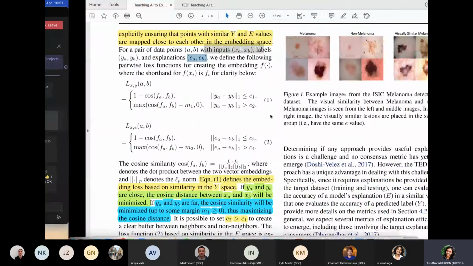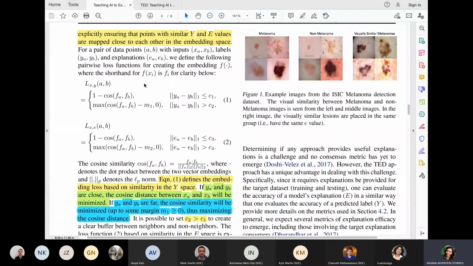Okay. And then there are two losses. First, between X and Y with respect to predicting the label. And what they define are these margins. Here the cos FAB refers to, F refers to the embedding.